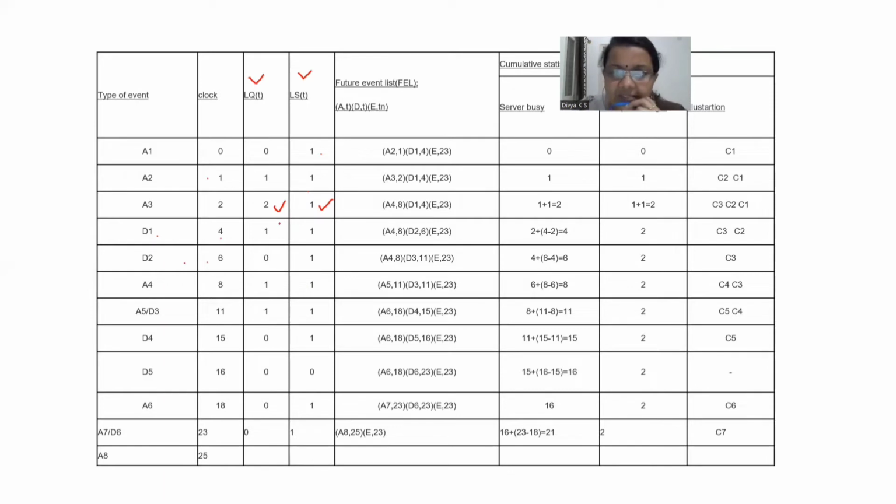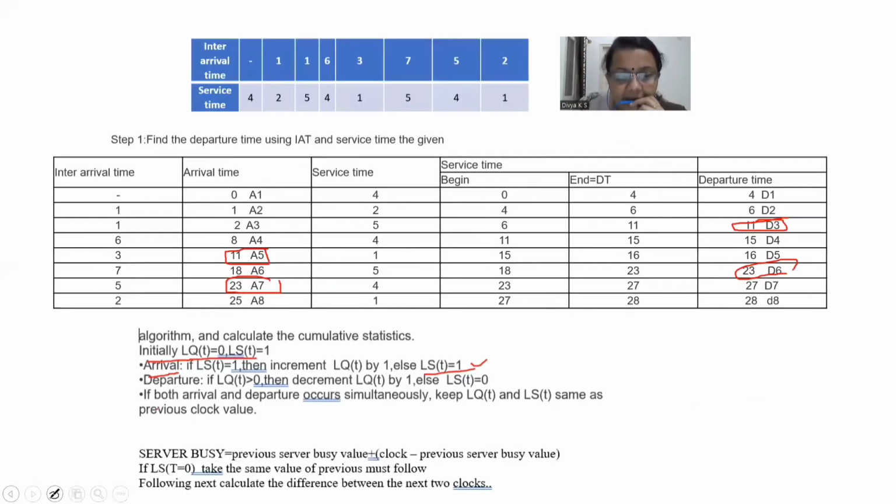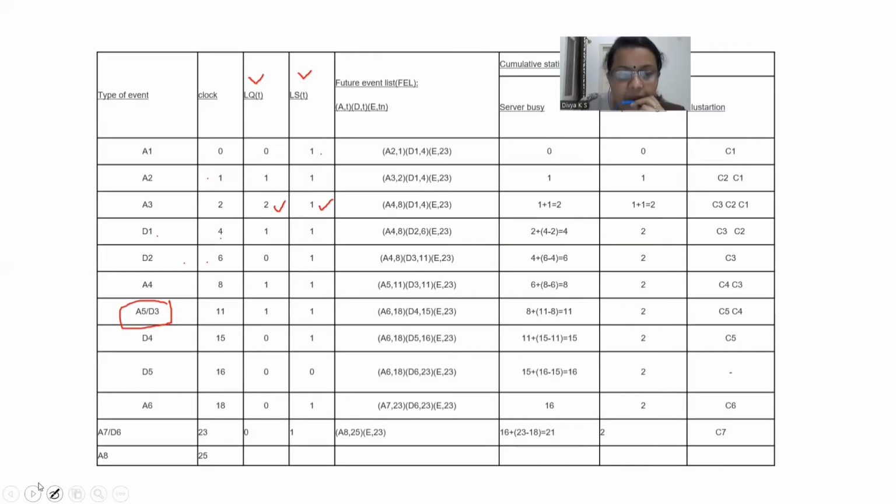This is easy, just be alert on these two, arrival or departure; that's it. There is only one case you have to think about again: if both arrival and departure occur simultaneously, that means in the same clock pulse both are coming, keep L of Qt and L of St the same as the previous clock value. So here A of 5 and D3 are coming together. What is there previously? If it is 0, 0, keep 0, 0. If it is 0, 1, keep the same thing. Whatever it is previously, keep it.